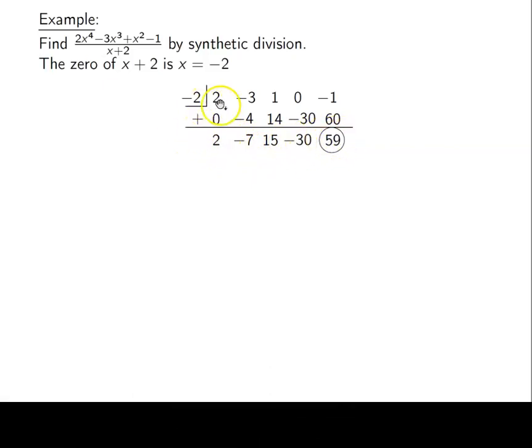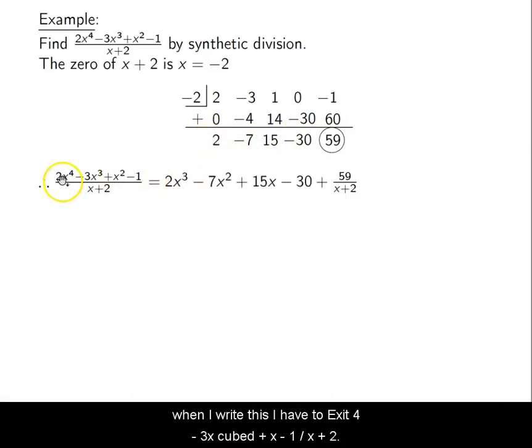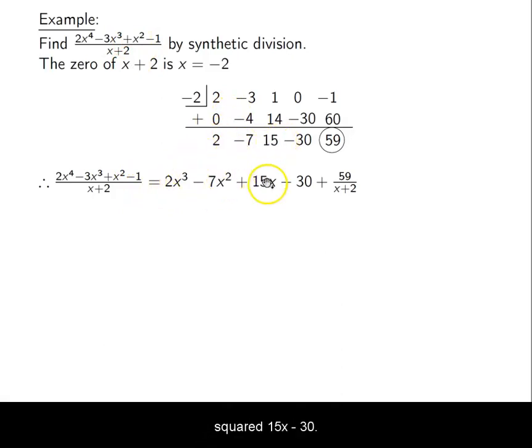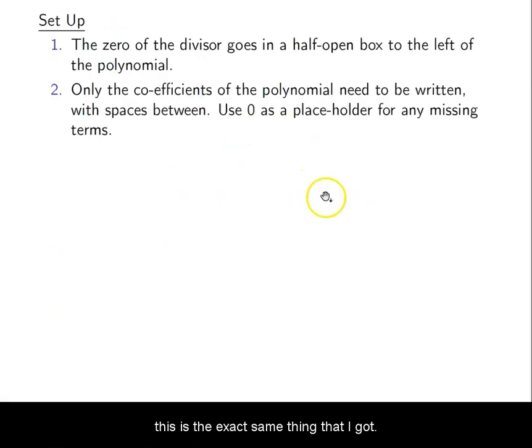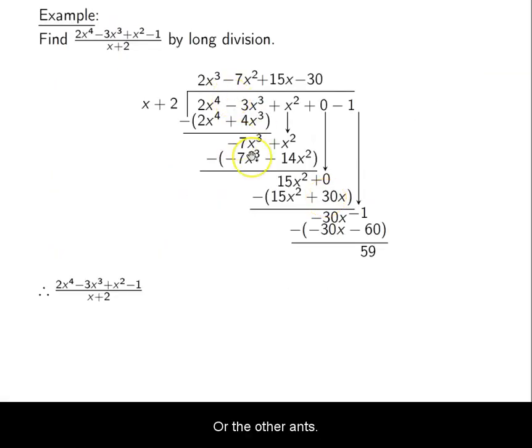Either remember the power that you had and the power you should have when you go this way, but I generally like to work from the end: my remainder, my constant, x squared term, x cubed term. So when I write this, I have 2x to the fourth minus 3x cubed plus x minus 1 over x plus 2, which is the same thing I had before: 2x cubed minus 7x squared plus 15x minus 30, and then my remainder over my divisor. This is the exact same thing that I got for the other answer.